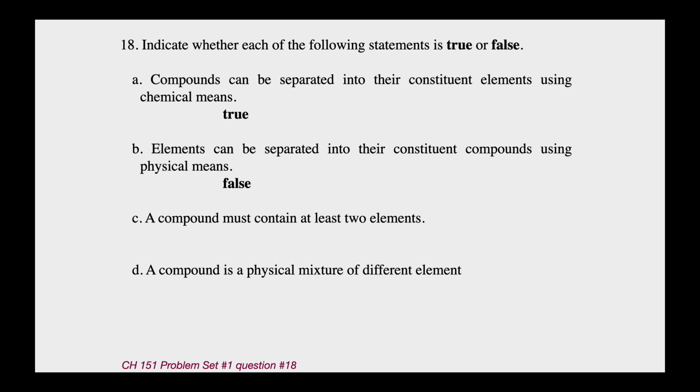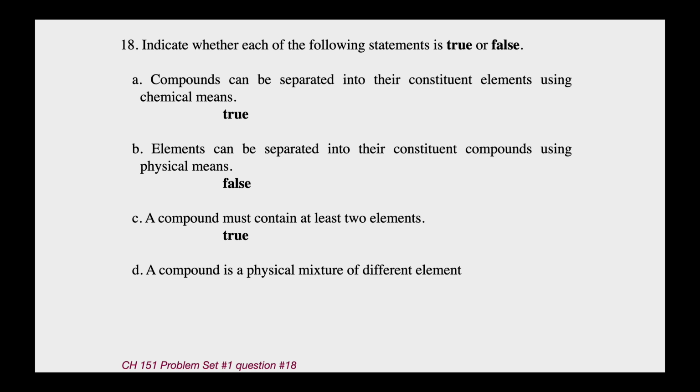All right, C, a compound must contain at least two elements. True, all right? If you have CO, carbon monoxide, that's carbon and oxygen. Water is hydrogen and oxygen. Some elements can form what's called an allotrope. So for example, ozone is 3 oxygen atoms, and normal oxygen, as we're going to see, is only 2 oxygen atoms. Those are both versions of oxygen. I don't consider them to be compounds. Those are different forms of the element.